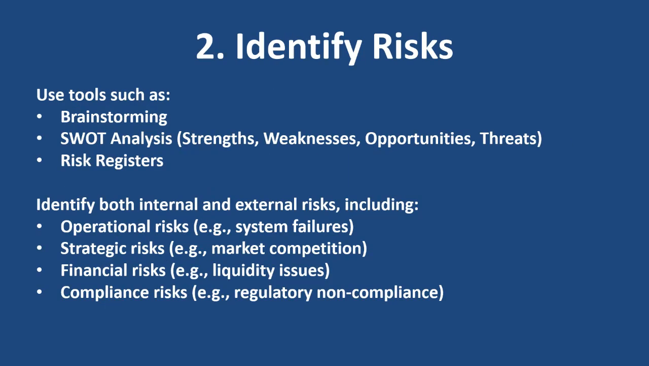Now, how to identify the risks to an organization? Many times we are aware of the risks that are there in the environment based on the type of business that we are doing, based on the location, based on the environmental factors, operational factors. But if we are not aware of those risks, we can use certain methods to identify those risks. One of them is brainstorming, the second is SWOT analysis, and third is maintaining risk registers. Identify both external and internal risk, including operational, strategic, financial, and compliance risk.